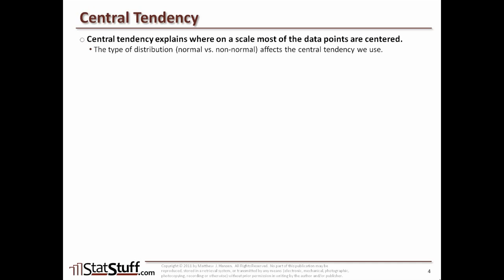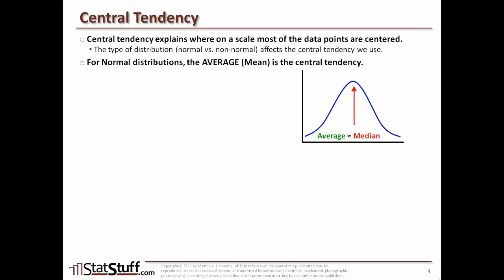Well, the type of distribution that we're looking at, whether it's a normal or a non-normal distribution, will really affect which measurement we use for central tendency. So let's walk through a couple examples of that. For a normal distribution, the average or the mean is what we would use for measuring our central tendency. So again, like the example we had before, if this is a normal distribution, the central area where most of the data points tend to fall is around the middle here, and it's generally going to be the average that we would use as our measurement for that central tendency.